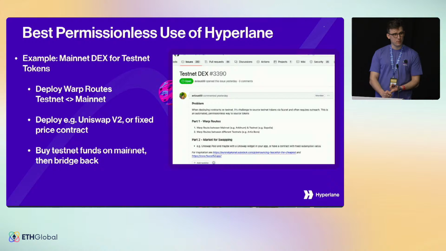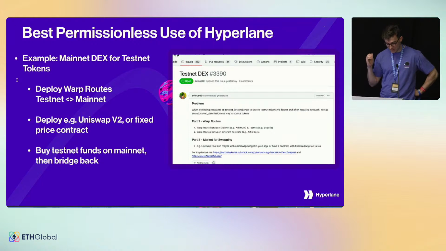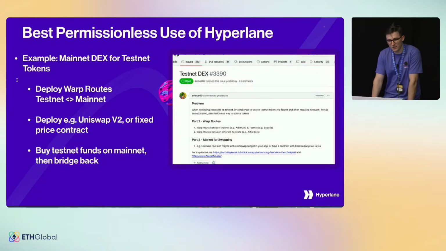One of the bounties is called best permissionless use, and that would involve deploying Hyperlane yourself. An idea is to create a DEX on mainnet that allows you to buy testnet tokens, because some of them are pretty darn hard to get a handle of. So you can deploy a warp route, testnet to mainnet, deploy either a Uniswap V2 or a fixed price contract for redemption, and then buy, say, from Sepolia to Base, and buy on Base some ETH Sepolia, and then you're able to bridge it back, and you have a bunch of Sepolia ETH. I know the hackathon is very generous and gives you like 1,000 of that, but you get the point.